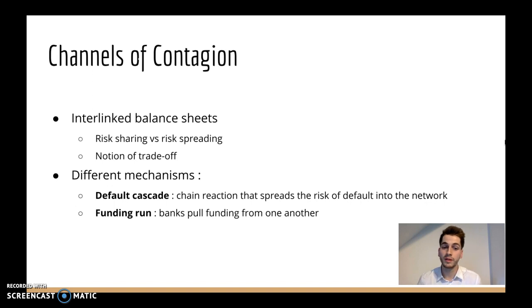Another propagation phenomenon is the funding run. It happens when banks pull funding from one another and may be triggered, for example, by an unexpected liquidity shock. If the bank sees its outside liability reduced, it will have to adjust accordingly its assets. Thus, if this implies reducing its lending to other banks, the latter will in turn have to reduce their lending. This is the chain reaction called funding run.